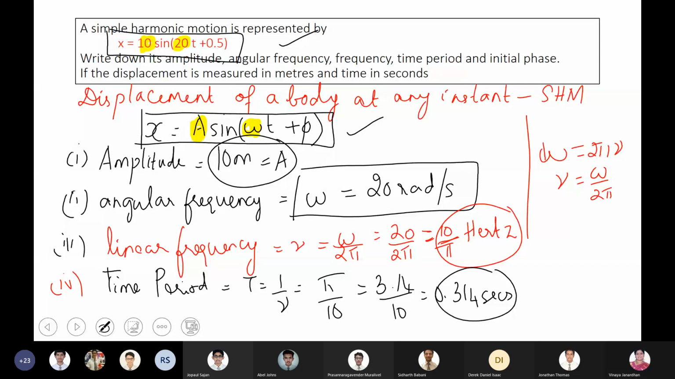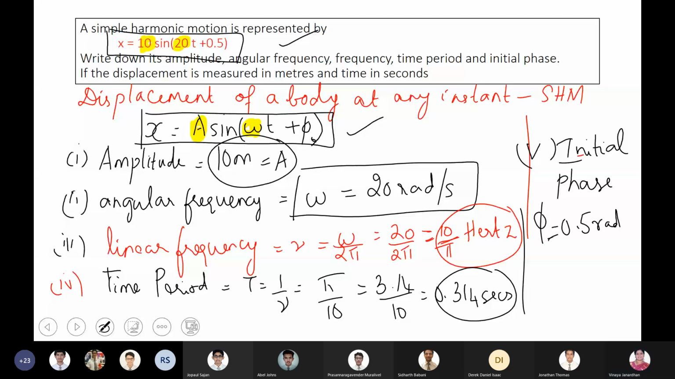And what? Then I have the fifth one, initial phase. Phi is equal to 0.5 measured in radians. Are you able to understand?